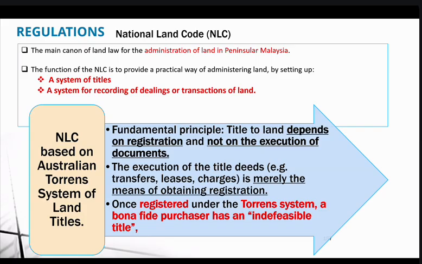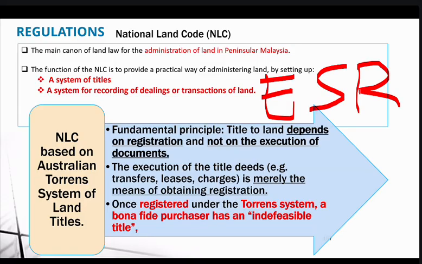Now, I want you guys to all write this down. I want you guys to write down ESR. ESR. E stands for execution, stamping, registration. ESR. This is mesti ingat.